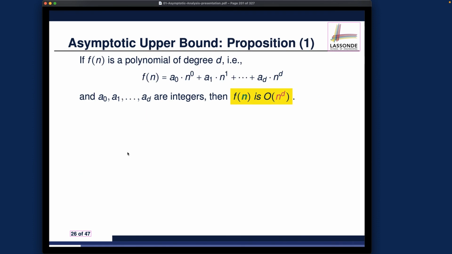All right, and before we see more examples about the big O, I would like to talk about 2 propositions or properties of the big O notation.